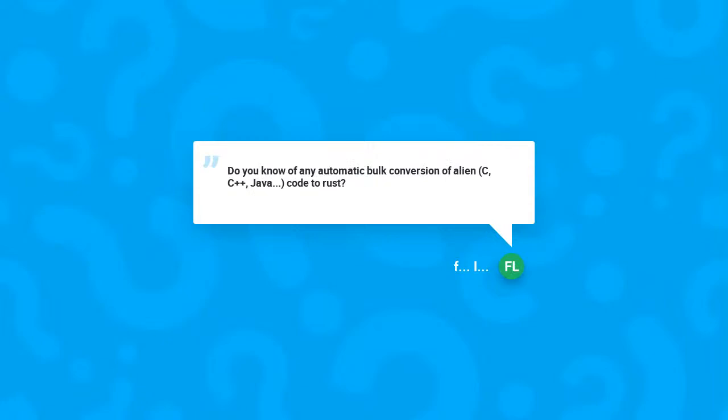Do you know of any automatic bulk conversion of alien code to Rust, such as C or C++ or Java? I saw that someone in the chat recommended c2rust.com. That's the only one that I know of that's similar off the top of my head. So thank you, the person who put that in the chat. Thank you from everybody.